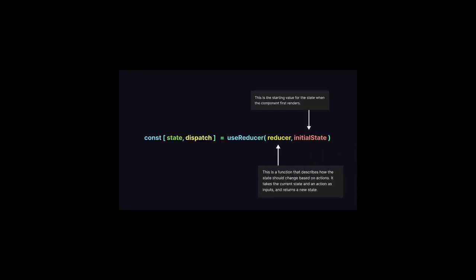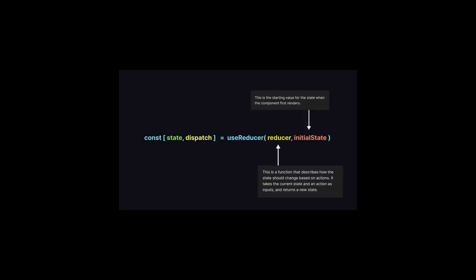Next, we have a reducer function. This is a function that describes how the state should change based on some actions or some conditions. So it takes the current state and the action as an input and returns a new state value to us. Okay. So this is how our use reducer will look like.